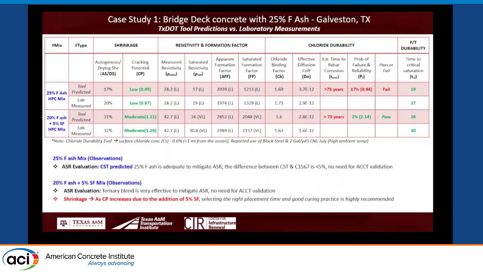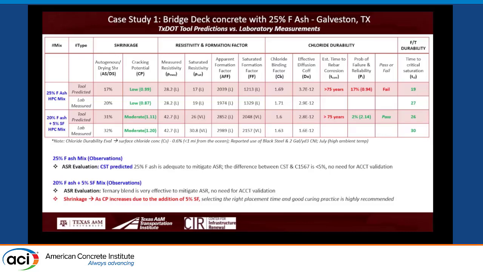Now go back. They asked, what is your suggestion? I said a 25% FA mix is not high performance concrete in Galveston. So I said, okay, let's modify the mix design. So we modified the mix design by adding 5% silica fume and 20% FA. Shrinkage and cracking potential increased a little bit, but it's still below the 1.5 limit. It's still low to medium, but the potential increased a little because silica fume was added. Now transport property, probability of failure is extremely low. This value is 2.14, above 1.3, the index value, so it passed.